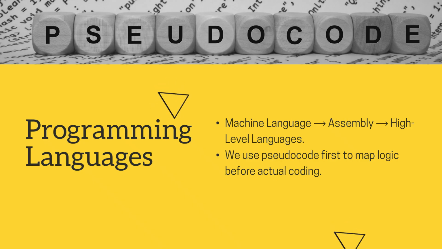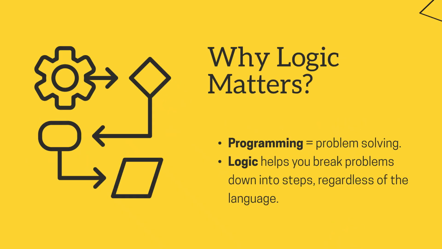You'll write this before translating anything into code. You're going to hear us talk a lot about logic, and the course is programming logic. So why does logic matter? At its core, programming is about solving problems. You're telling the computer how to take input, make decisions, repeat steps, and then produce output.